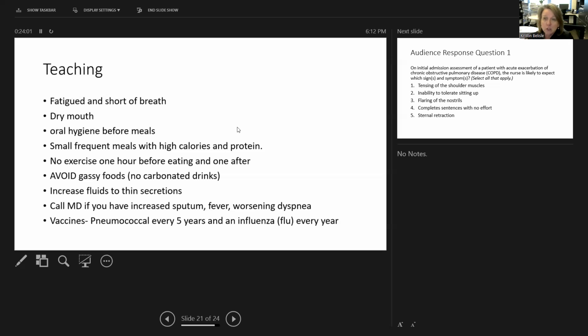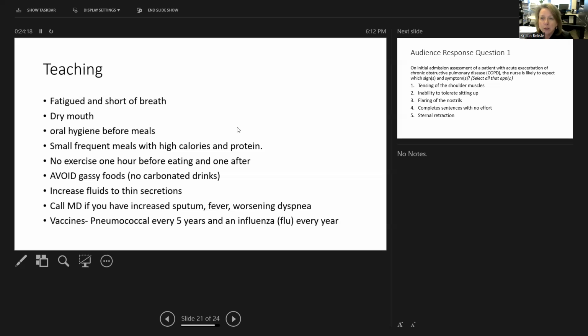Avoid gassy foods. It's just going to make them bloated and push on the diaphragm, which makes them work harder to breathe. So no carbonated drinks, no beans, no anything that causes gas. Broccoli about kills me, and onions. So there you go. There's 2.